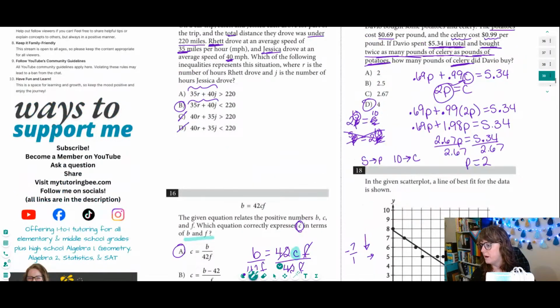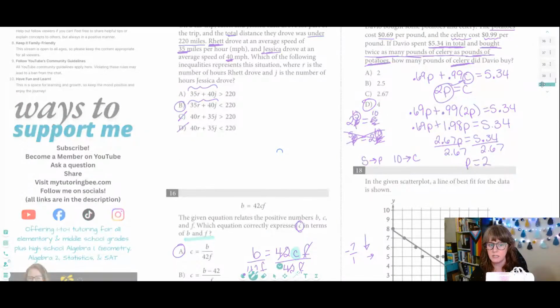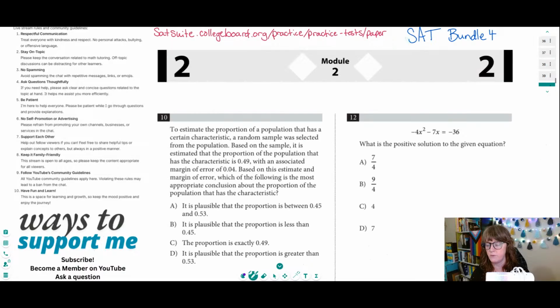Okay, great. All right, we're going to go to SAT practice in just a second, and for the SAT, we're using bundle 4. Again, the link is in the description, but this is where you can find these pages on the College Board website.